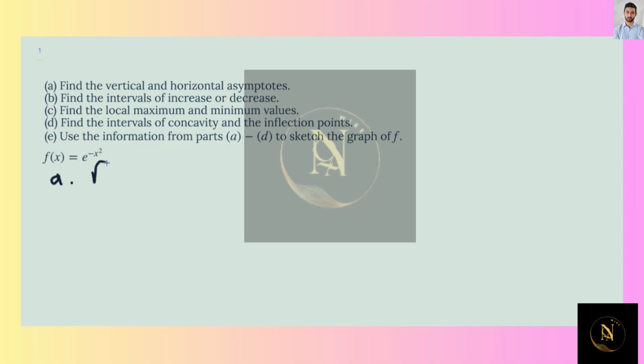Alright, so we are first being asked to find the vertical and horizontal asymptote. This function can be rewritten as 1 over e to the x squared. If you haven't already noticed, the denominator of this function could not equal 0, because that's what defines a vertical asymptote. That's one of the ways. Since exponential functions never equal 0, there is no vertical asymptote.